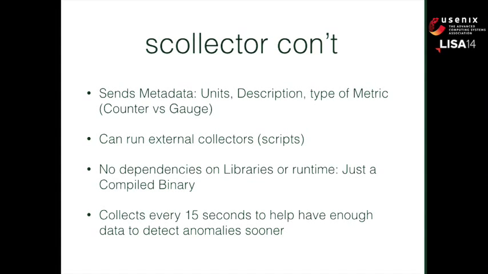It can run external collectors, so you can plop a script in a directory and just print some text, and this thing will scrape it up and use the queue and use the sending, so it's an easy way to start monitoring more information without actually having to know Go or submit a PR to change scollector. Like I said, it's a binary, so no required libraries. And by default, we're collecting most things every 15 seconds, so we can get a reasonably high amount of information from each server. Obviously, that's all relative, but compared to 1 minute or 5 minutes, it's certainly a much higher frequency.